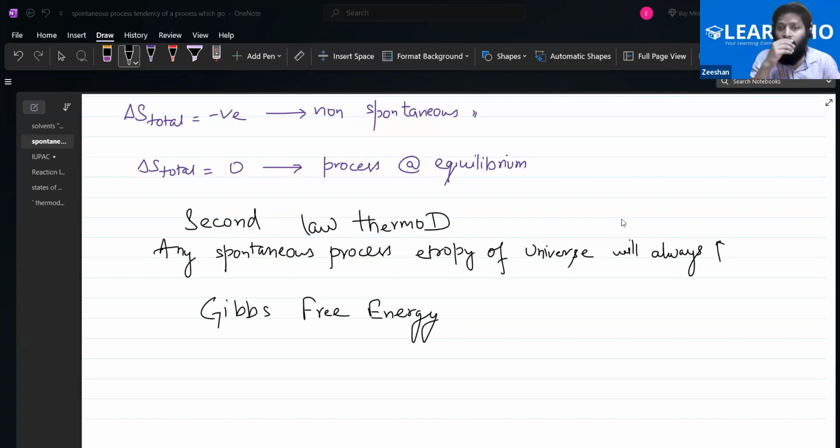Like the engine in a bike or in a car, it is not 100% efficient. And we cannot make it 100% efficient because there are some energy losses. So some is called useful energy, and some is non-useful energy.